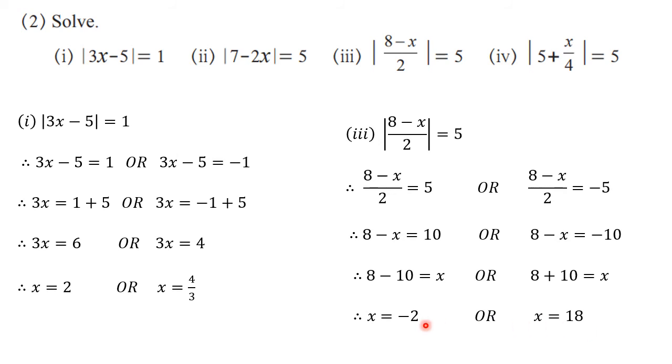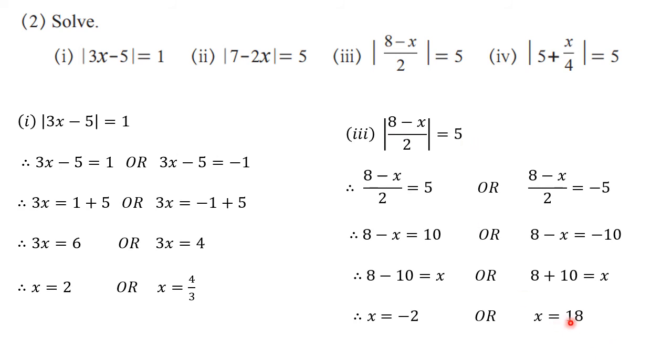Once again, you put these values here and then you check whether you are correct. So first let us put x is equal to minus 2 here. So when we put x is equal to minus 2, this minus and this minus will give us plus. So 8 plus 2 is 10. 10 divided by 2 is 5 and the absolute value of 5 is 5.